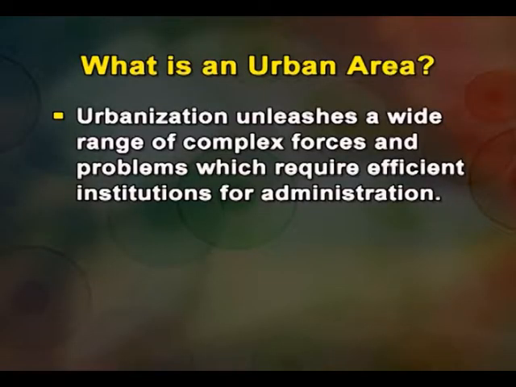Moreover, according to the United Nations, some data shows that three countries in the world have very fast-growing urban areas: Nigeria with 9%, China with 13%, and India with 16% growth rate of urban population. This comes from migration, jobs, the development of industries, facilities, and infrastructure. But at the same time, this type of urbanization unleashes a wide range of complex problems which require efficient institutions of administration.